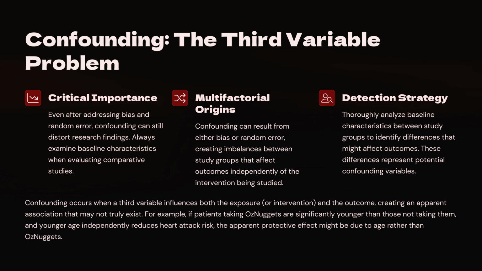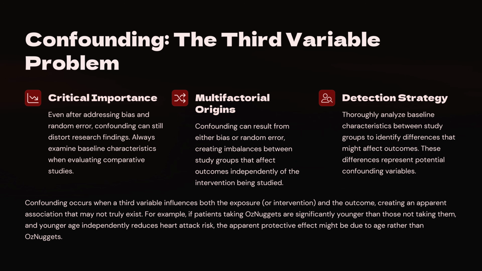So the way we try to detect this is really to look at the baseline characteristics between the study groups, and we have to see, are there any differences there that we need to account for? That's a limitation in the outcomes that we need to control for statistically. So for example, if patients taking Oz nuggets are significantly younger than those not taking them, and younger people obviously generally have a reduction in heart attack risk, right? Because you're younger, you have less time for plaque to build up in your heart vessels. The apparent protective effect might be due to age rather than Oz nuggets.